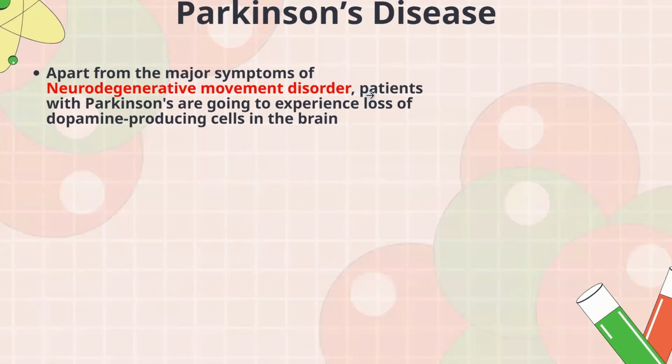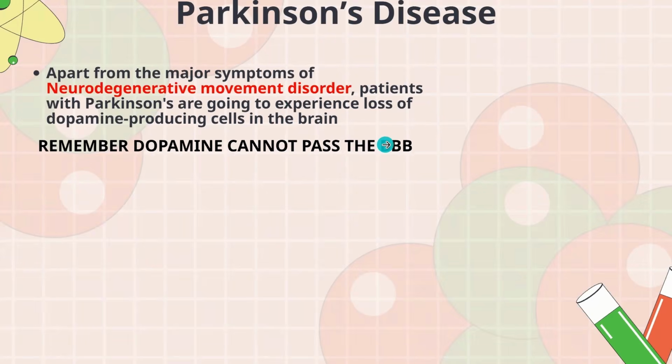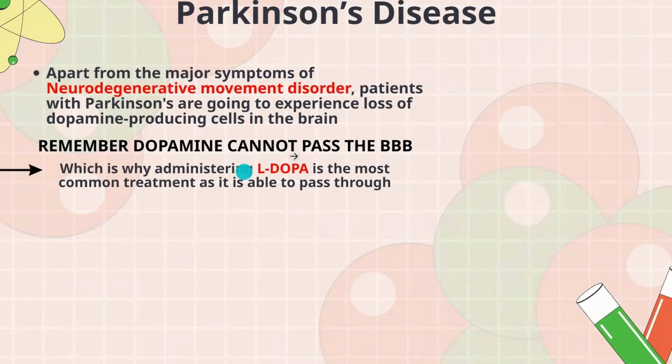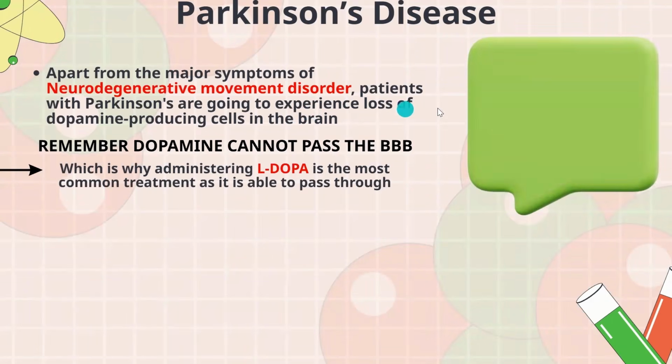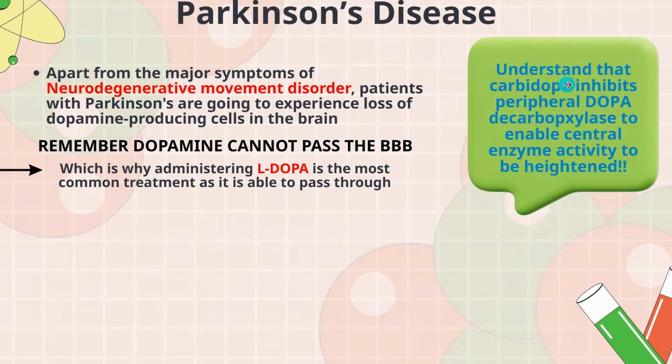We took this also in ARP, but generally dopamine cannot pass the blood-brain barrier, and because of this we need to have something important here, which is why we administer L-dopa. L-dopa is the most common treatment, and it helps treat Parkinson's because if we give L-dopa, it's able to pass through the blood-brain barrier and be the precursor for dopamine, so it can produce dopamine in the brain.